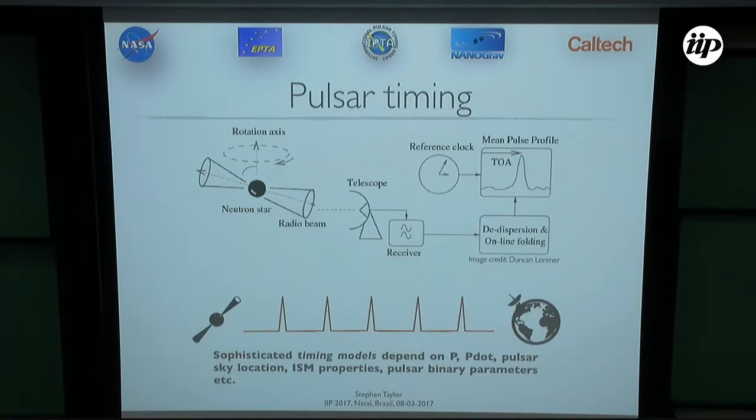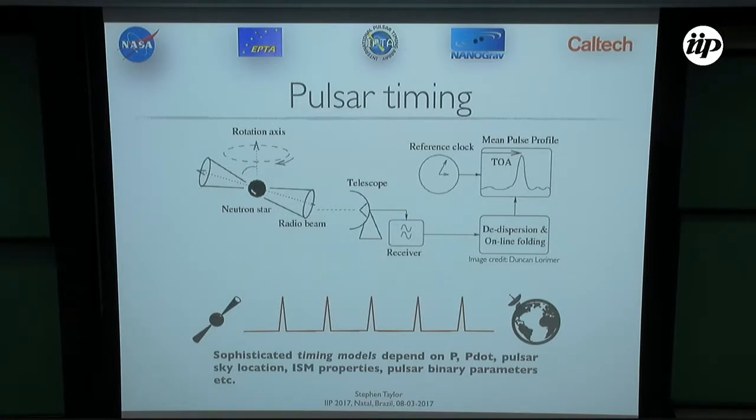We can then build up very sophisticated timing models of when we expect the pulses to arrive. That'll depend on the period of the pulsar. It'll depend on the deceleration of that. It'll depend on the time derivative of the period, because they're actually going to slow down. It'll also depend on things like the sky location, the properties of the interstellar medium, and if the pulsar is in a binary system, so maybe it's accreting from a companion or some other type of companion star, then it'll depend on the properties of the binary system. So all of these factors have to be taken into account to build up a very sophisticated model of when we expect these pulses to arrive.